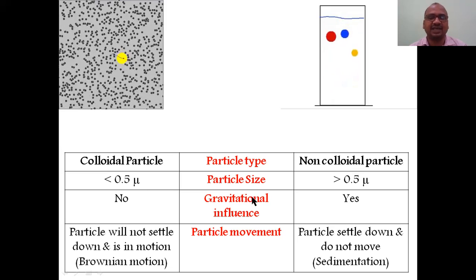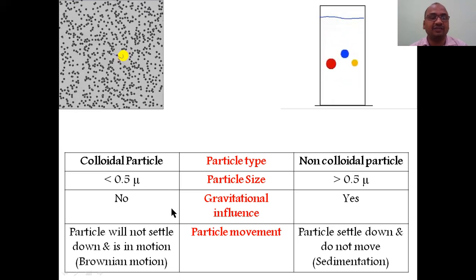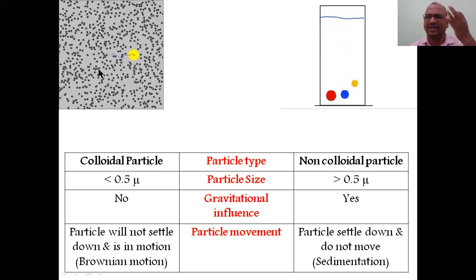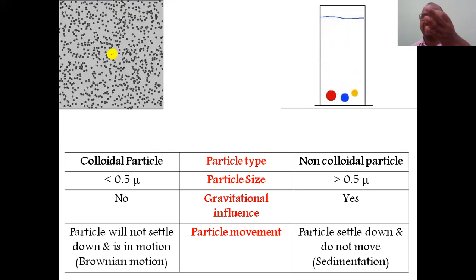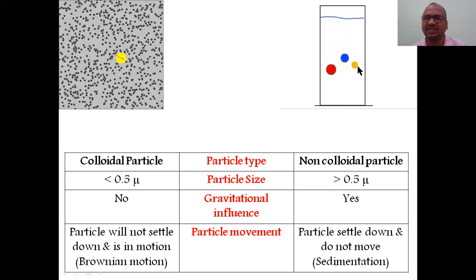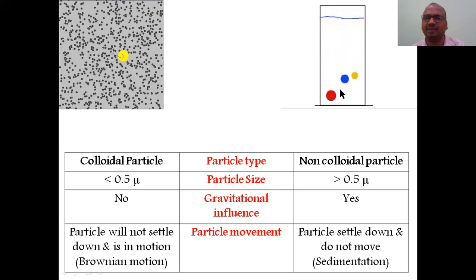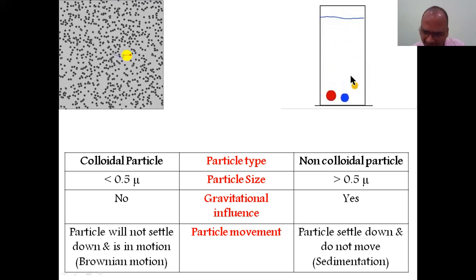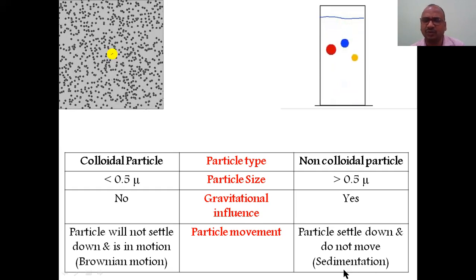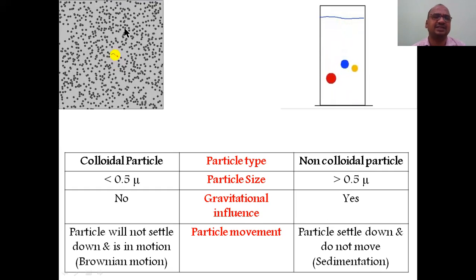Okay, particle size. Here what happened? Gravitational influence, here no. Since the particle is very small, no gravitational influence will be there. Here gravitational influence is there. That's why the particles will be settled down. Since the particles are bigger here, all of them will be settled down and do not move.